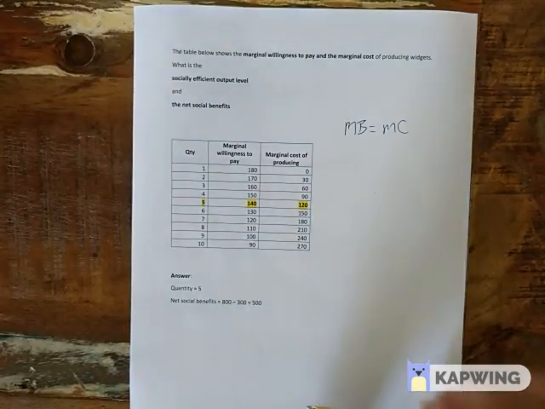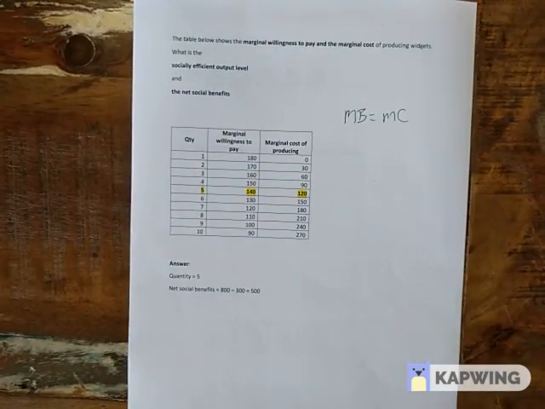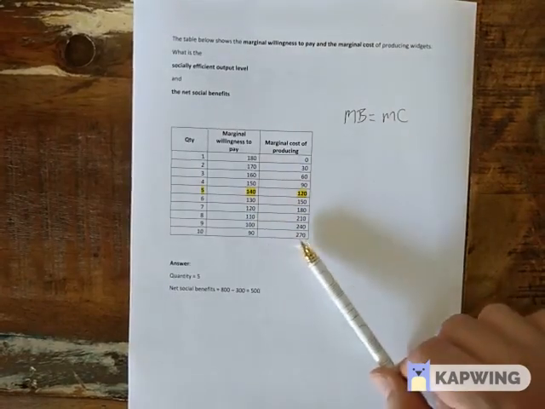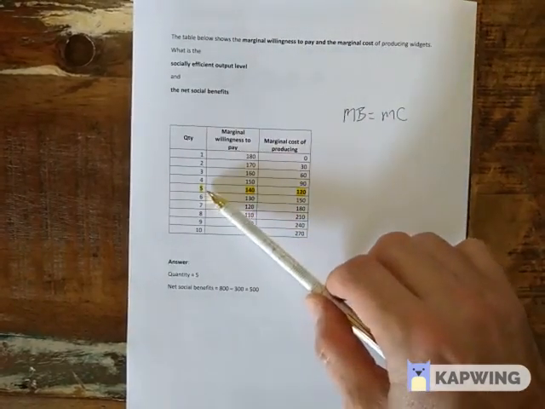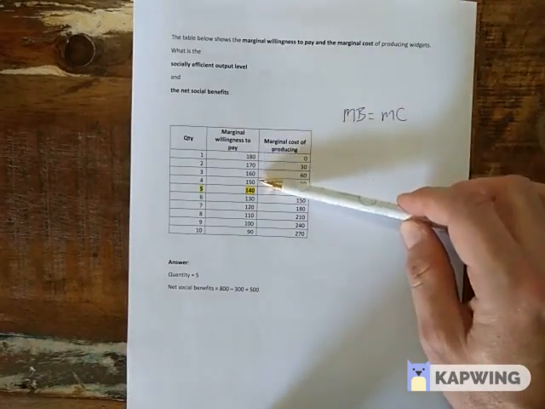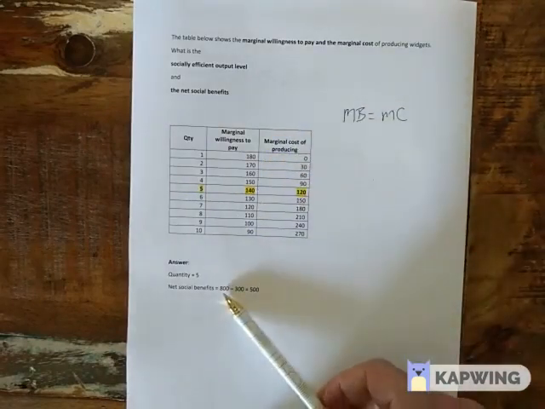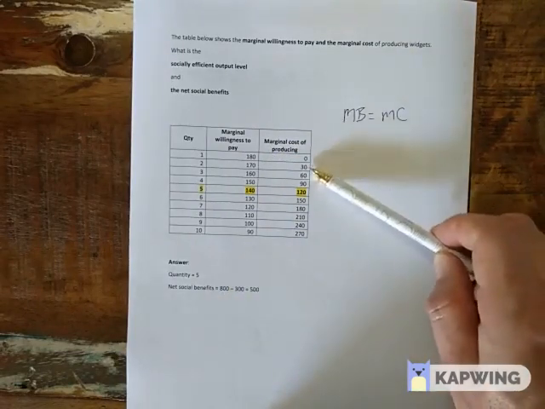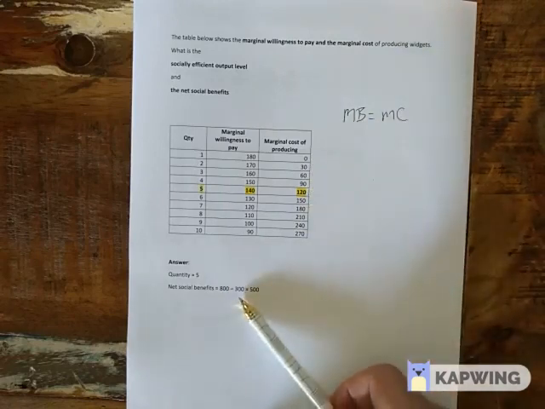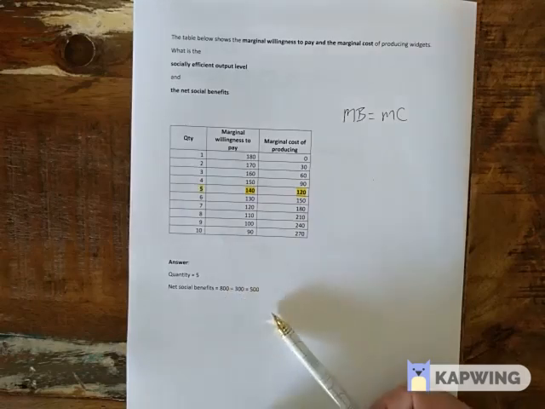Now let's figure out the net social benefits at that quantity. We do it like this. Total benefits minus total costs, but only up until that quantity. So we would add 180 and 170, 160, 150, 140, which gives us 800. We'd subtract from 800 the sum of 0, 30, 60, 90 and 120, I should say, which comes to 300. So total benefits minus total cost give us the net benefit of 500.